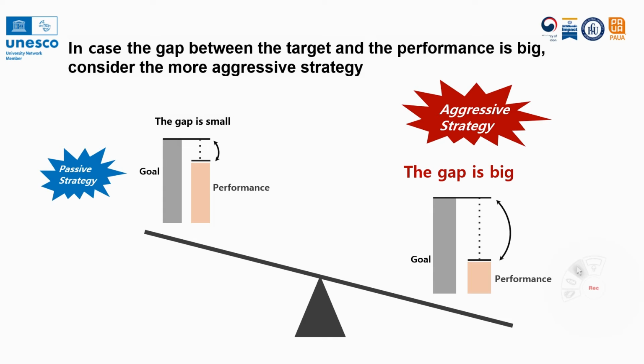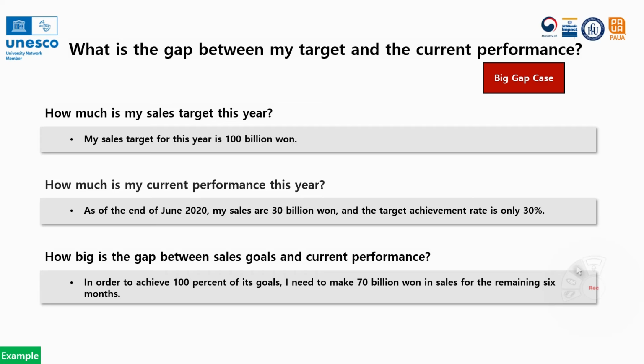So strategy is dependent on the size of the gap, and the size of the gap is a function of two driving factors. One is the level of the target, and the second driving force is the current performance level, right? So this is the big gap case. So what is the gap between my target and the current performance?